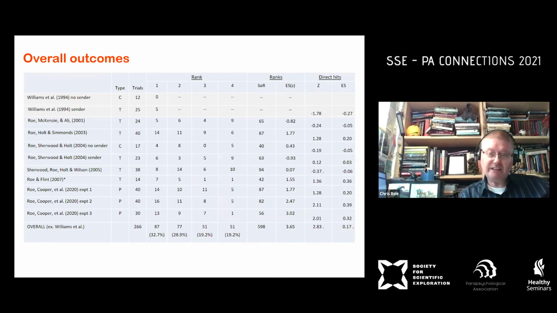The cumulative record is independently significant with a hit rate of 32.7%, and that's somewhat lower than Honorton's PRL database, which was at 34.4, but slightly higher than Storm, Tressoldi, and Di Risio's summary of those studies that were conducted between 1987 and 2008. That was 32.2%.